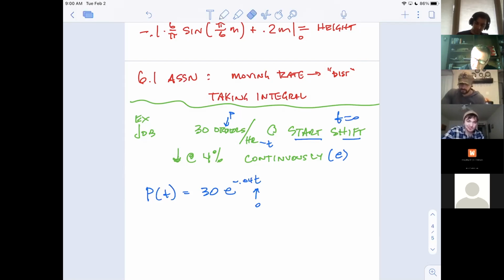So in your assignment, you'll just be given stuff like this. They'll say your production for the shift is 30 times e to the negative 0.04t. And you might not even stop to think what that means. But I would like you to actually be able to create that for yourself, because you could actually make some money knowing this kind of thing. So now you actually have a model for this.